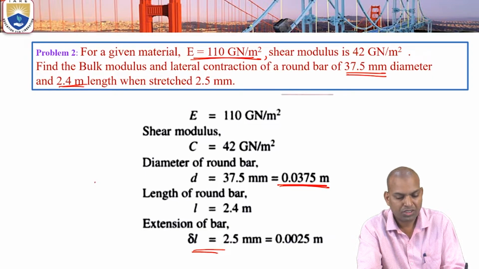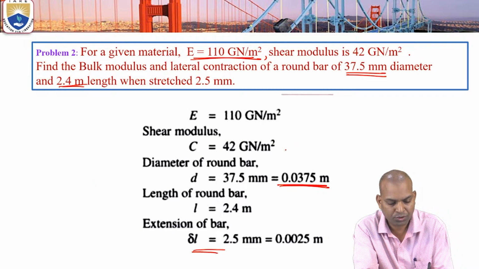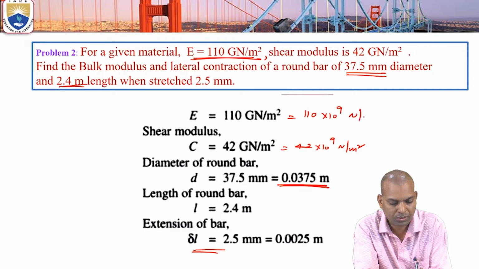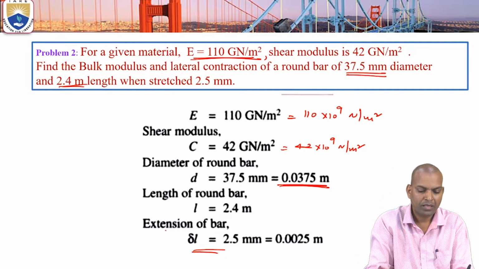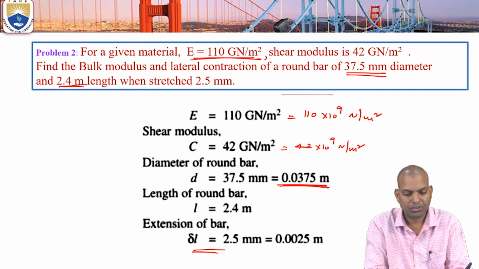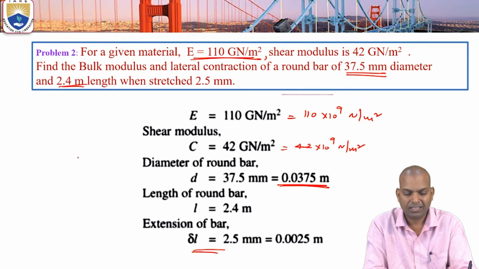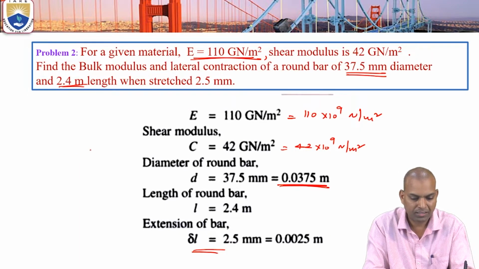And the shear modulus G, that is the modulus of rigidity, is 42 giganewton per square meter, that is 42 into 10 power 9 Newton per square meter. The modulus of elasticity is 110 into 10 power 9 Newton per square meter. Now we know the relations. What are the objectives? We have to find the bulk modulus and the lateral contraction, that is delta D, and also the bulk modulus K.